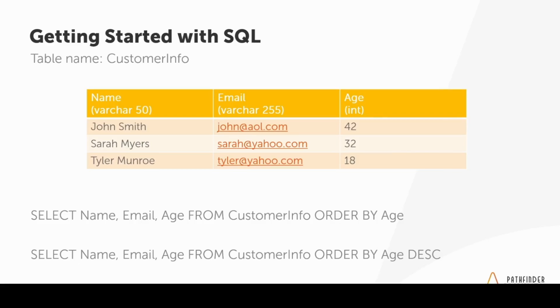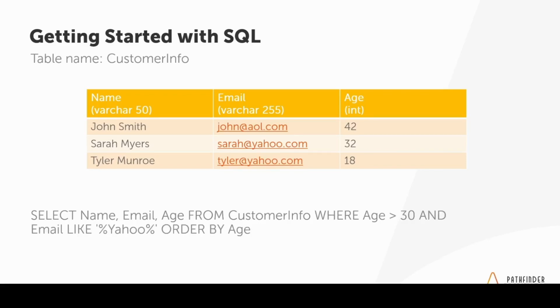The other thing to notice is that I'm using apostrophes, or single quotes, around those string values. If I use double quotes, it means that I'm specifying a table name, so be careful and use the correct quotes. We can also sort our records.